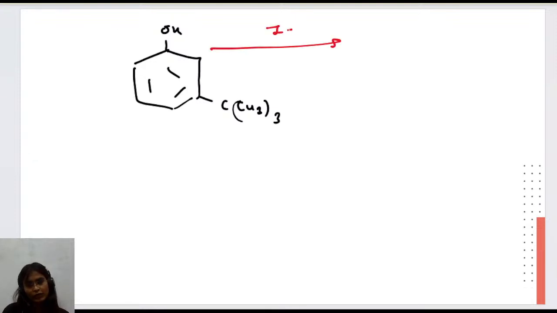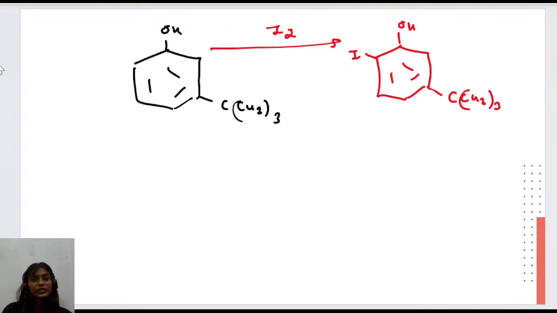First of all, if you are using I2, only one thing we are getting: only at this position is the iodine group connected. So what is it? It's a mono-halogenated product, right? Why mono? Because at only one position the iodine is connected here. Mono-halogenated, you can say.